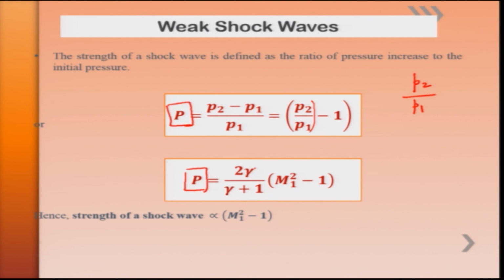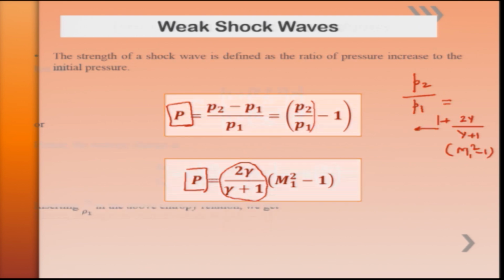We have obtained 2 gamma upon gamma plus 1 into M1 square minus 1, because P2 by P1 is equal to 1 plus 2 gamma upon gamma plus 1 into M1 square minus 1, and we have taken the 1 to the left hand side. What we essentially see is that gamma is a constant for a particular gas, air in our case, so the strength of the shock is directly proportional to M1 square minus 1, that is, the Mach number. That is, the higher the Mach number, the stronger the wave is.